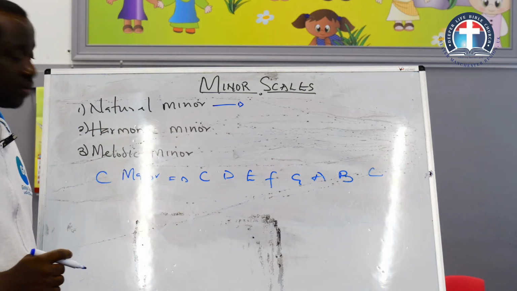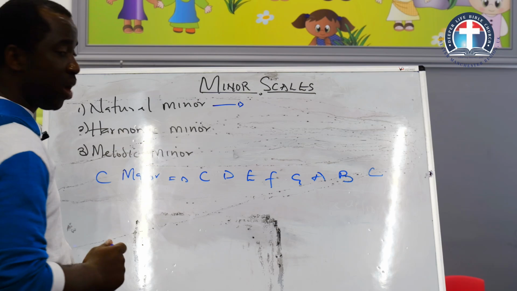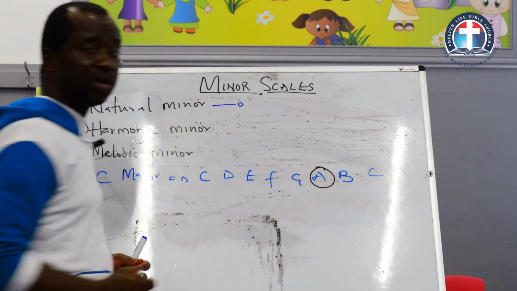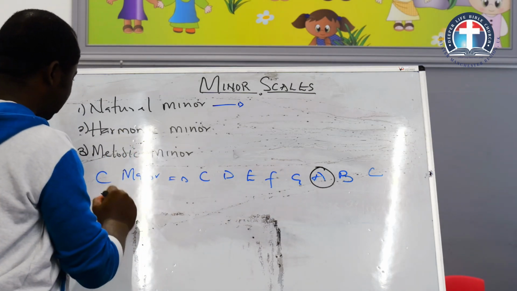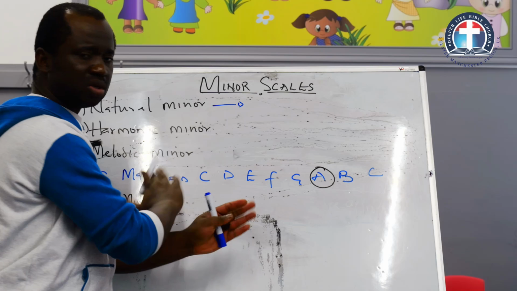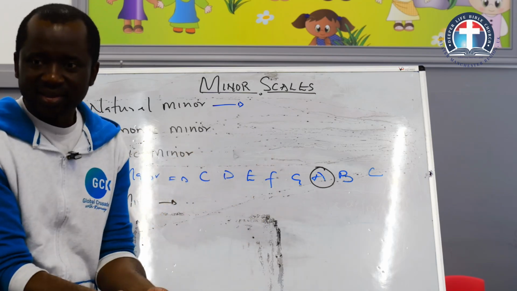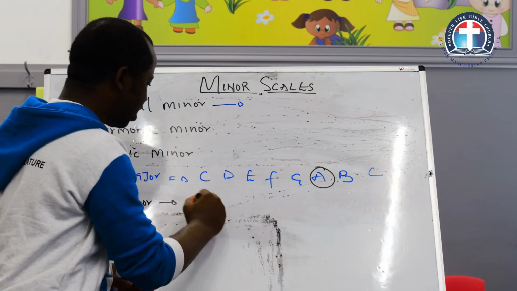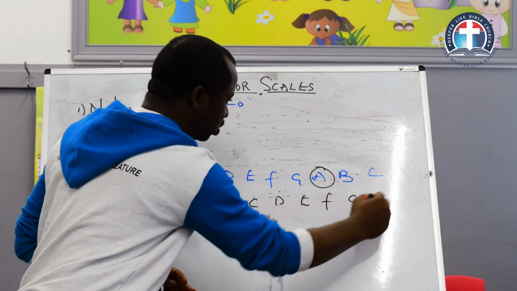Does that make sense? Good. Now, where does your relative minor start? A. So the relative minor is A minor. Good? So don't change anything, just leave it the way it is. The only thing is that you are now starting from A. The key signature, everything remains the same. You are not adding anything. So you have A, B, C, D, E, F, G, A.